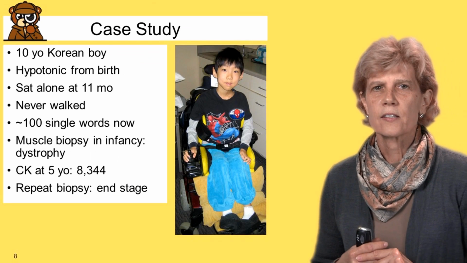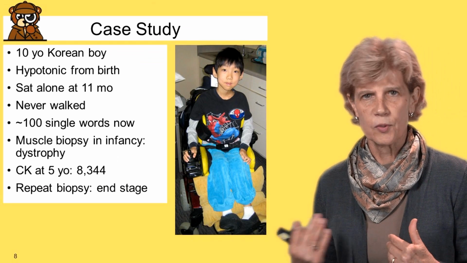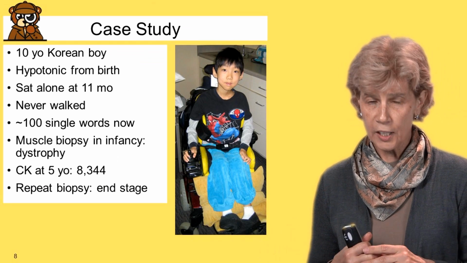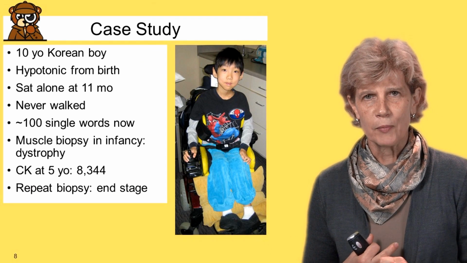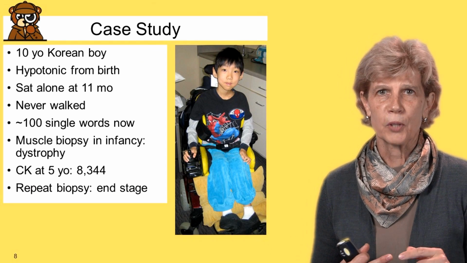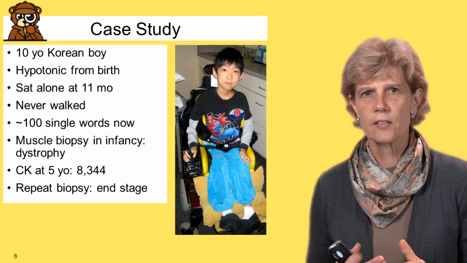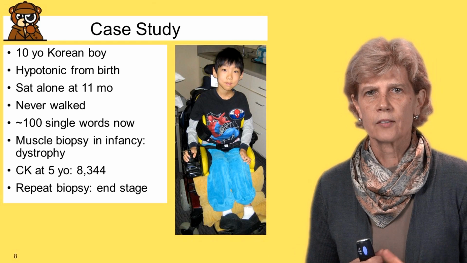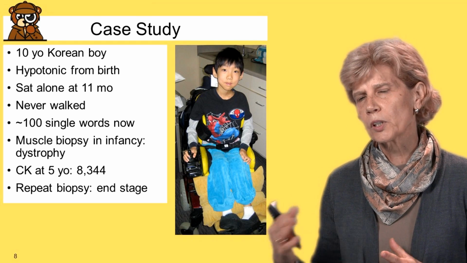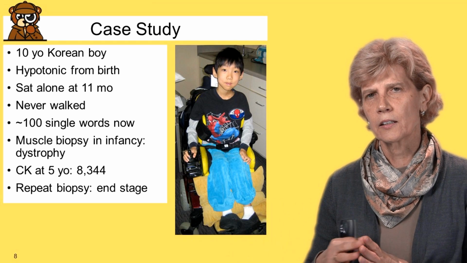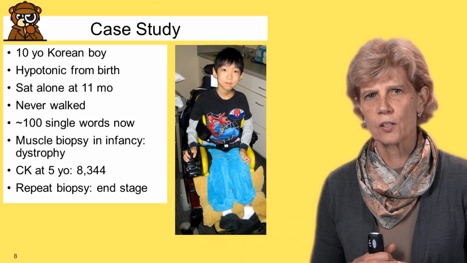So our next case is a 10-year-old Korean boy. He was 10 when I met him. He had been hypotonic from the time of birth. He sat alone at 11 months. For those of you who don't remember your little brothers and sisters or haven't done child care, normally children sit around 6 months. He was never able to walk. At age 10, he used about 100 single words. So clearly we're in a more benign, a milder disorder than the first child I presented.